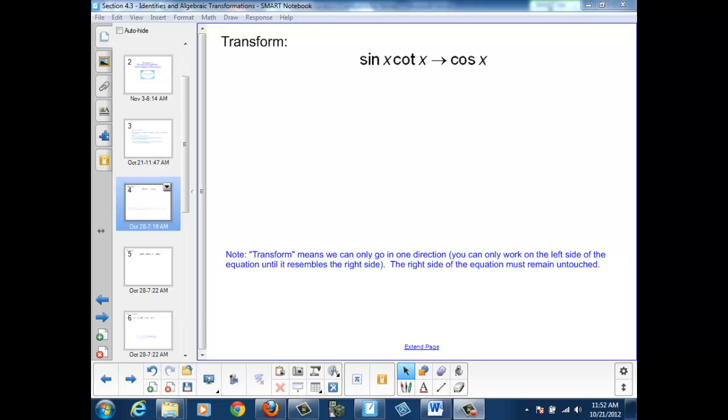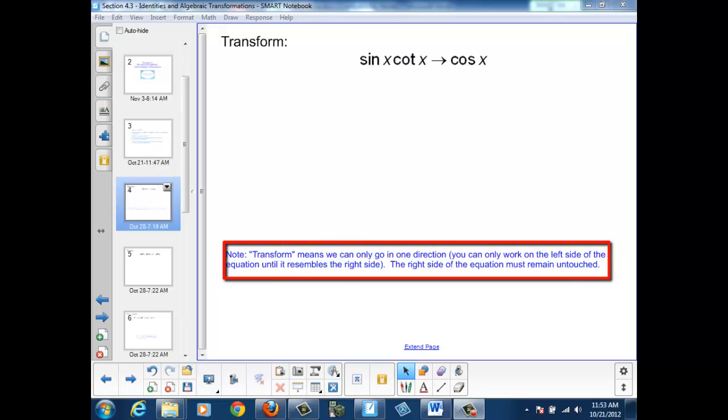In this section, what we'll be doing is taking one side of an expression and manipulating it either algebraically or trigonometrically until we reach a point where it matches the other side of the expression. We'll have two types of expressions or problems. One will be a transformation, the other will be proving an identity. With a transformation, we can only go in one direction. We can only work on the left side of the equation until it resembles the right side. The right side of the equation must remain untouched.